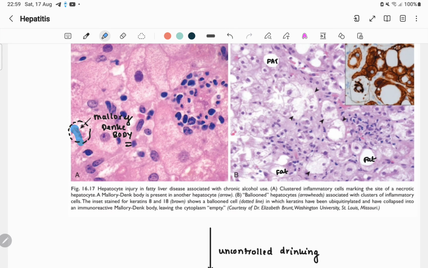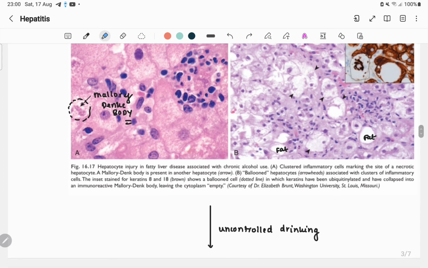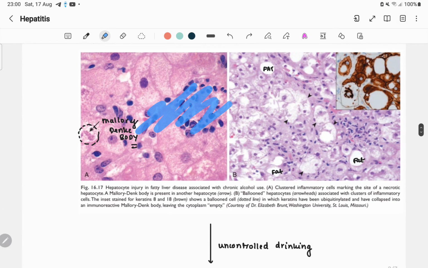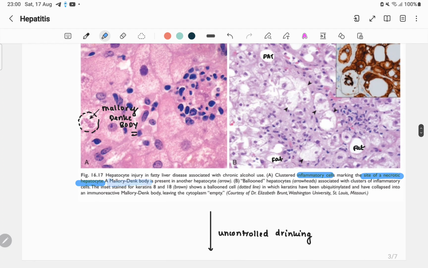So a dark protein is basically accumulated inside the cell. Clustered inflammatory cells, you can see the inflammatory cell infiltration also, since it is an inflammatory condition, and you can appreciate that increased eosinophilia is there. There is a site of a necrotic hepatocyte. It is a necrotic hepatocyte. Myeloid antibodies are also present, which is indicated by the arrow.